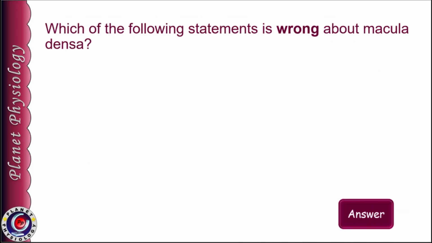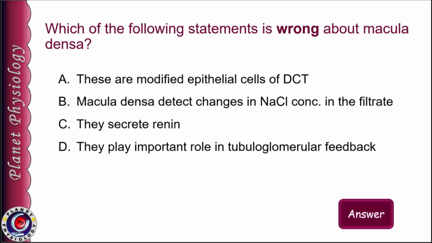Which of the following statements is wrong about macula densa? A. These are modified epithelial cells of DCT. B. Macula densa detect changes in NaCl concentration in the filtrate. C. They secrete renin. And D. They play important role in tubulo-glomerular feedback.